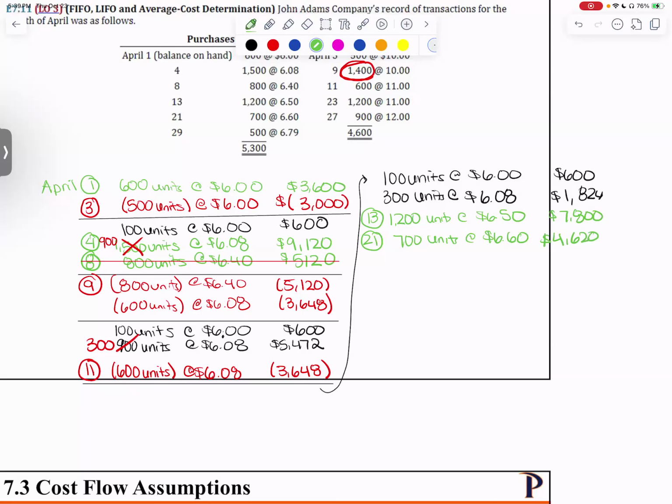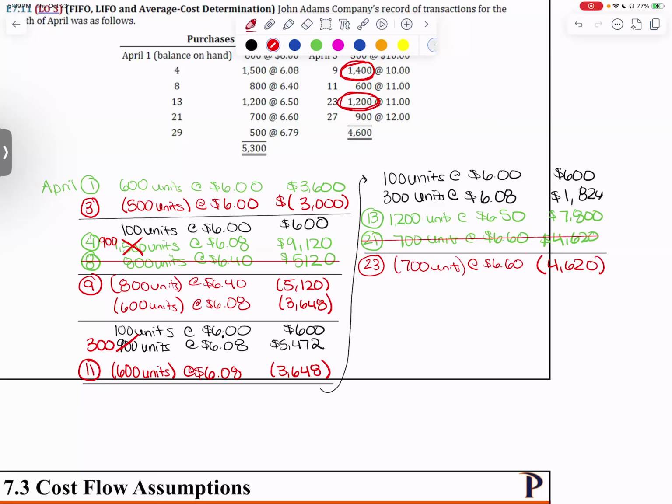So this is what our inventory is currently comprised of. Then on the 23rd, we have another sale. Let's see what happens here. In this sale, we're selling 1,200 units. Let's start by pulling from the most recent purchase on the 21st. So here's the 23rd, 700 units at $6.60. This will be for a total of 4,620. Let's cross this out to show that we've used all that up.